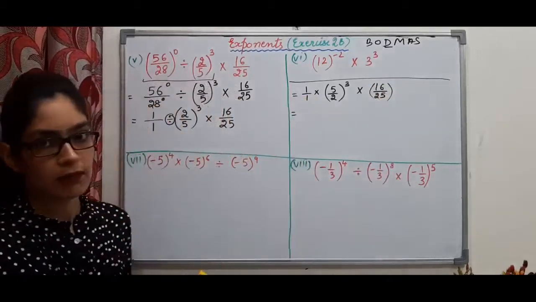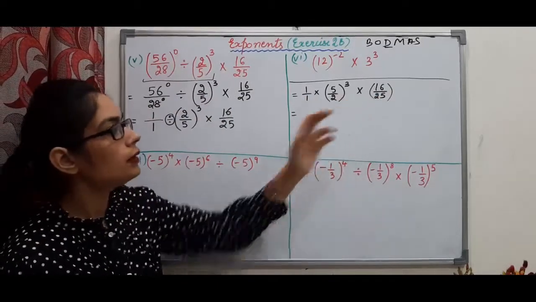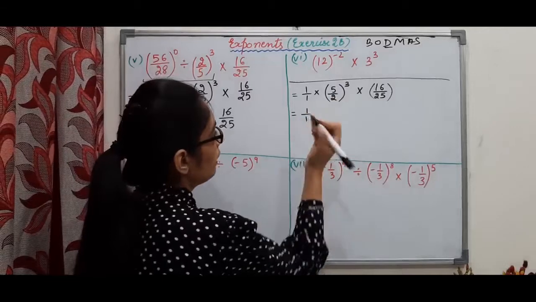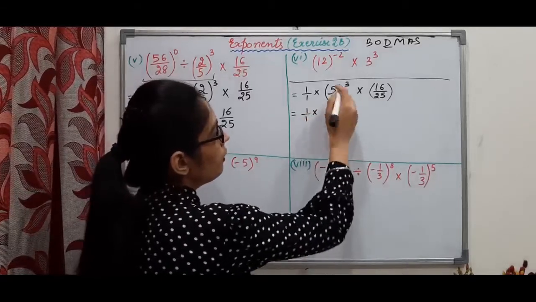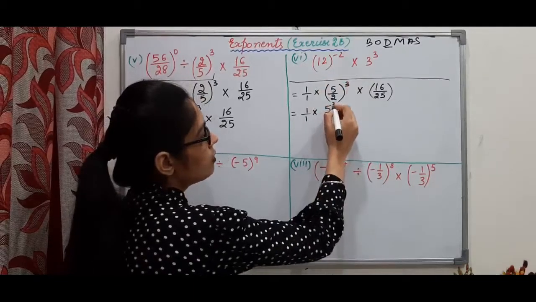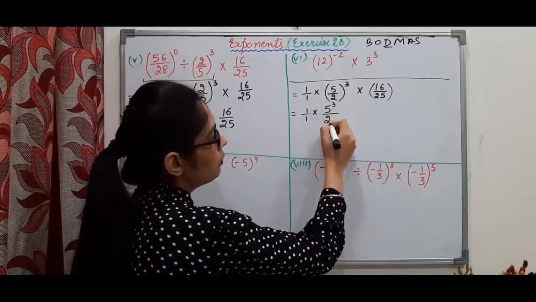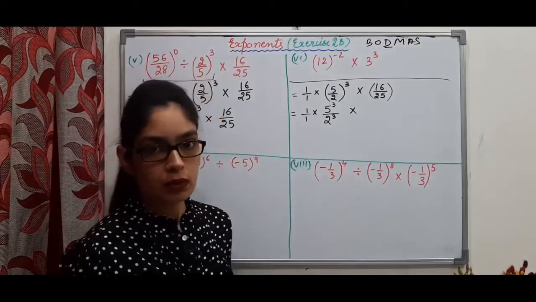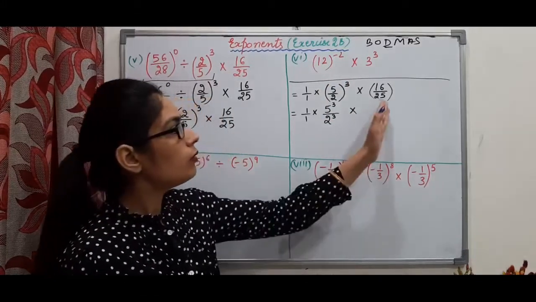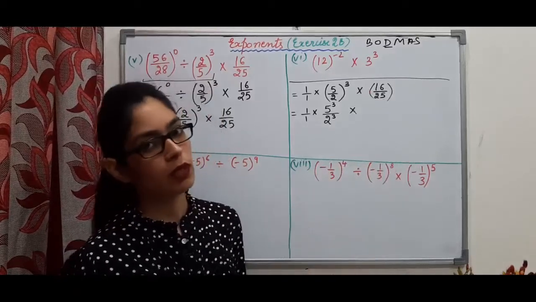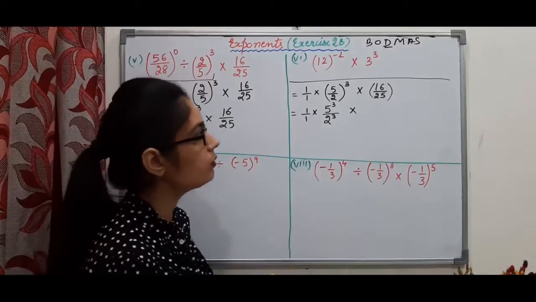Now division we have done. Now all the numbers are in the form of multiplication. So first, 1 by 1 as it is we can write. So 5, this whole power means the power of 5 is also 3 and the power of 2 is also 3, into 16 and 25, which we also have to convert into their exponential form. Wherever it is possible we have to convert the numbers into their exponential form.